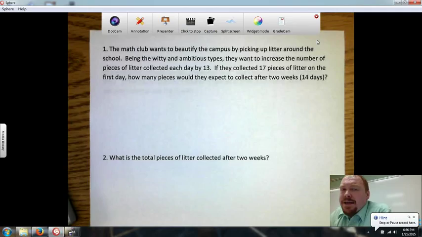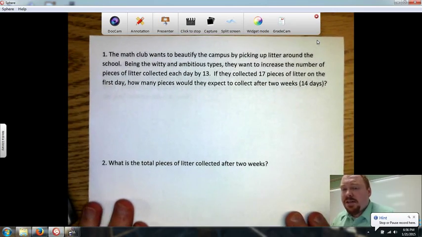It says, the math club wants to beautify the campus by picking up litter around the school. Being the witty and ambitious types, they want to increase the number of pieces of litter collected each day by 13. If they collected 17 pieces of litter on the first day, how many pieces would they expect to collect after 2 weeks? Okay. So, because this is a number of days away, I would not use the recursive method. I would try to use the explicit.